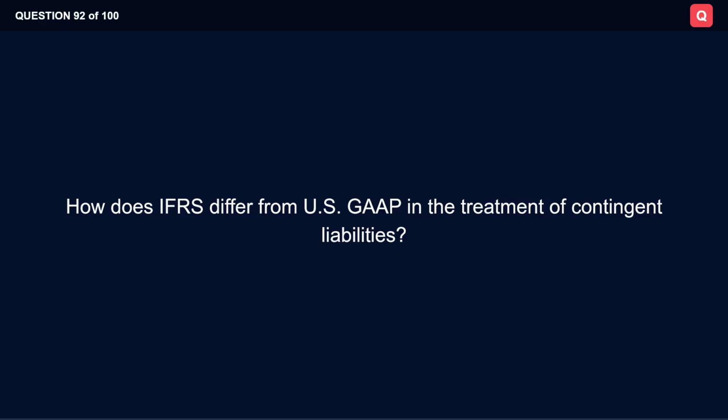How does IFRS differ from U.S. GAAP in the treatment of contingent liabilities?